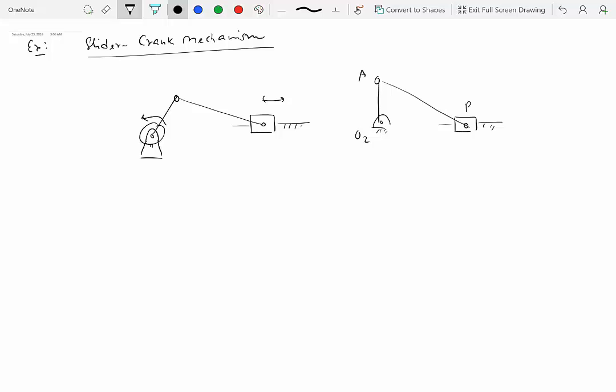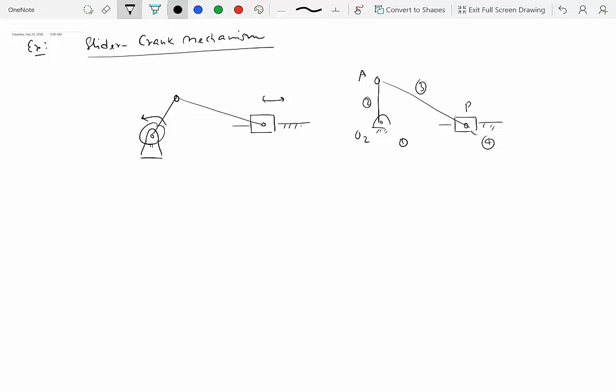Again, let's count the number of rigid bodies we have. We have one ground, we have the crank, we have the connecting rod 3, and we have the piston. So this is also a 4-bar mechanism. So 4-bar mechanisms are very, very popular. In fact, I would say 95% of mechanisms out there used in machineries are actually 4-bar mechanisms, okay?